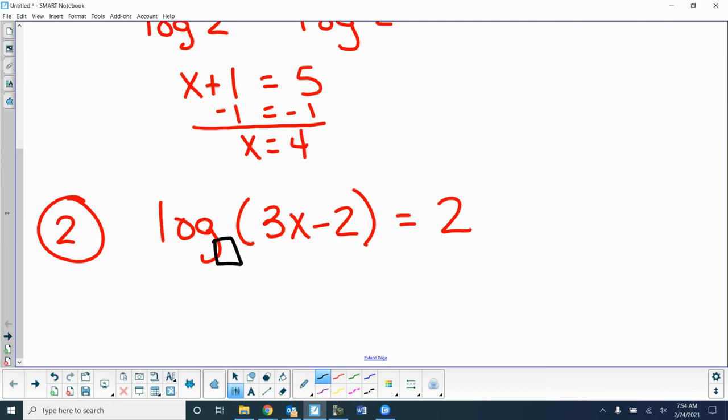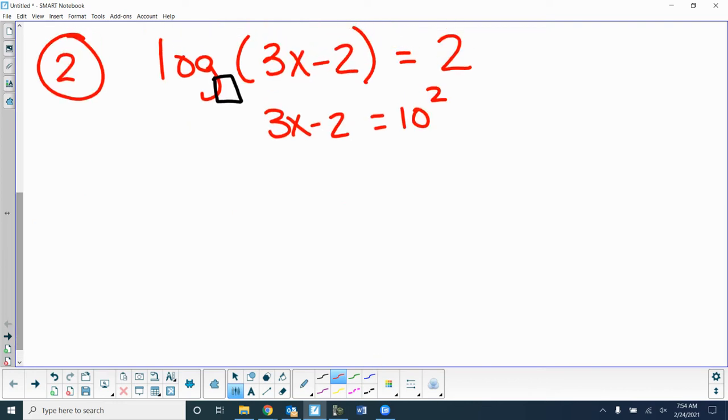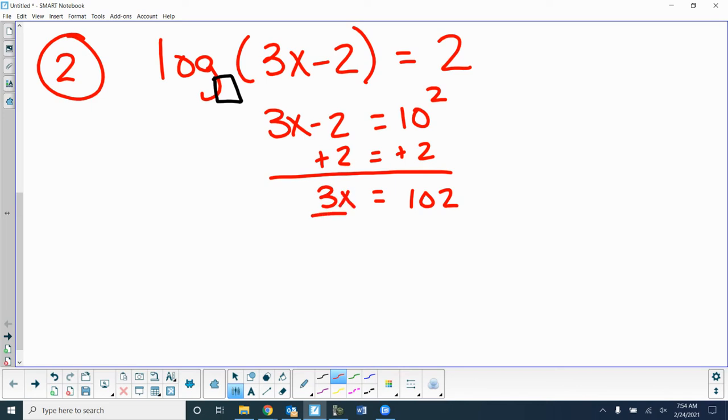All right, so all we're doing is taking this number, 3x minus 2, whatever comes after log, equals this subscript, that's the base, and 2 is the exponent. So that's our problem. We just add 2 and divide by 3. Okay? So that's not a hard equation once you write it like that. Remember, you guys all know 10 squared is 100. So this becomes 102. And then just divide by the 3.